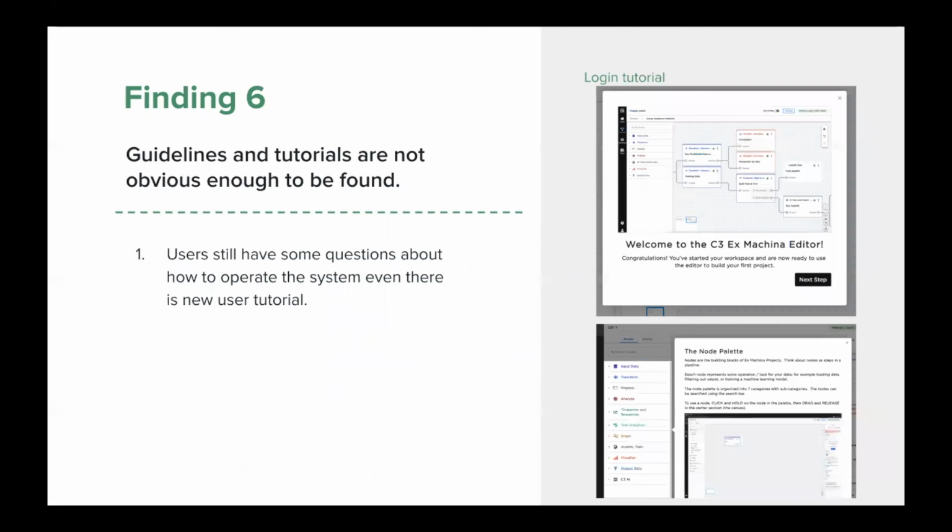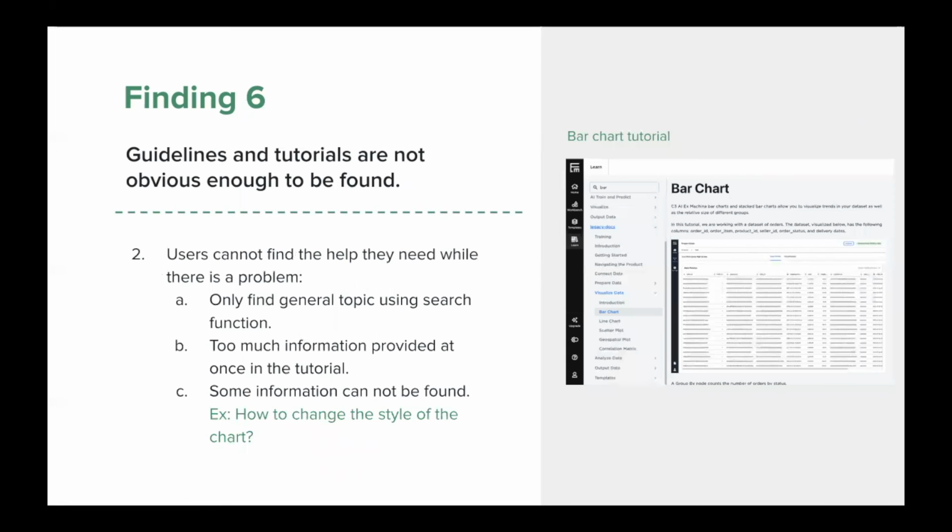Finally, users encounter some problems finding help when they have any questions. We found that users tend to skip the tutorial Machina provides after they log in. This causes them to look elsewhere for instructions on how to operate the system afterwards. However, it is not easy for users to find a tutorial they need when they go to the Learn section to seek help. The tutorials are written in paragraph form, which causes all the information to be provided at once.